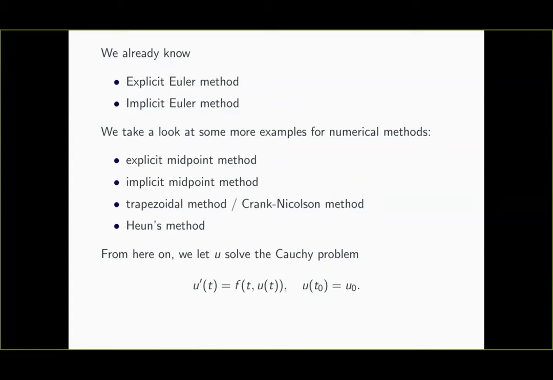So let us fix that u is a solution to u prime of t equals f of t, u of t, with initial condition u of t naught equals u naught. As a preparation, let us briefly revisit the explicit and implicit Euler method and their connection to integration.